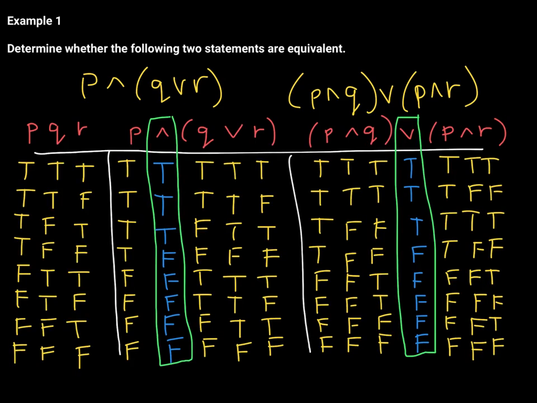All right, let's compare our truth tables. Does yours look like mine? I hope so. When I compare these answer columns, I notice that this statement here, which is a conjunction, has the same truth values as this statement here, which is a disjunction. Therefore, this statement is equivalent to this statement.